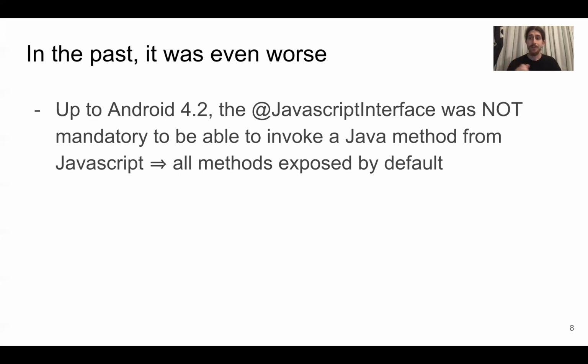Now, in the past it was actually even worse. In these slides, I presented that to make a Java method available from JavaScript, you need to add this addJavascriptInterface tag. But in the past, up to Android 4.2, which admittedly is a long time ago, like 6 years ago, this addJavascriptInterface was not mandatory for a Java method to be available from JavaScript. So basically, if you worked with this old version of Android, JavaScript by default could access every possible object in your application, including framework APIs.